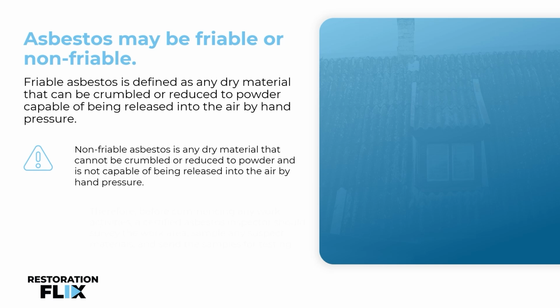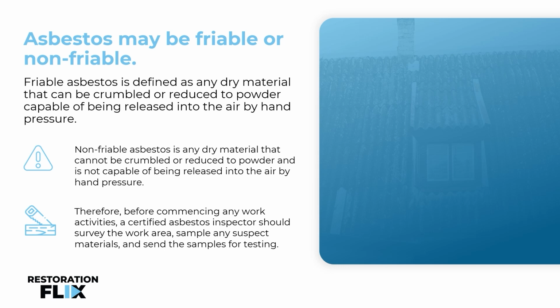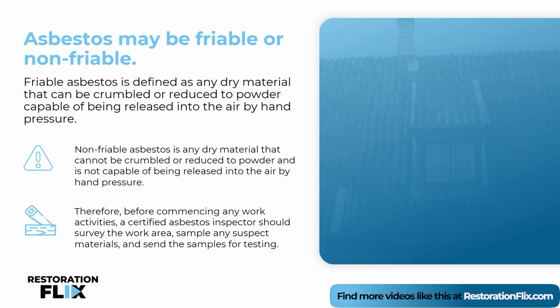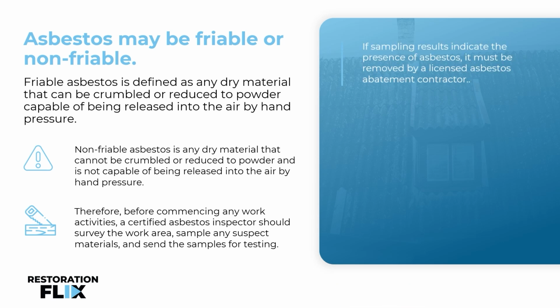Suspected asbestos-containing materials are positively identified from certified lab testing. Therefore, before commencing any work activities, a certified asbestos inspector should survey the work area, sample any suspect materials, and send the samples for testing. If sampling results indicate the presence of asbestos, it must be removed by a licensed asbestos abatement contractor.